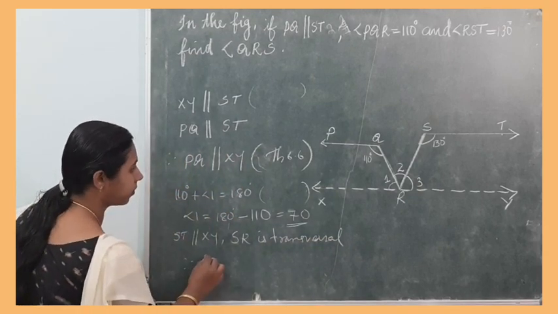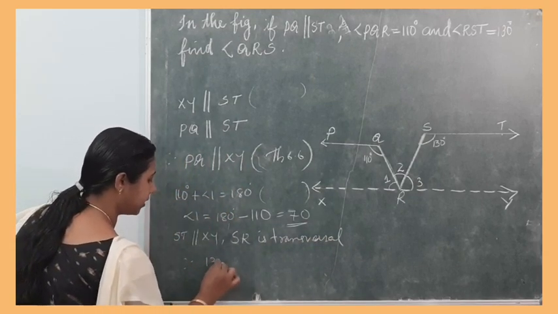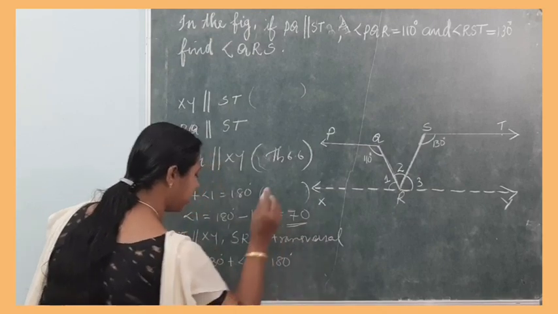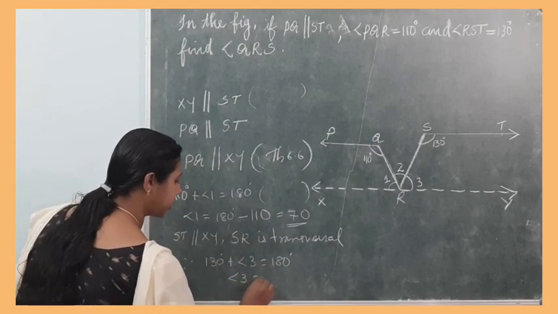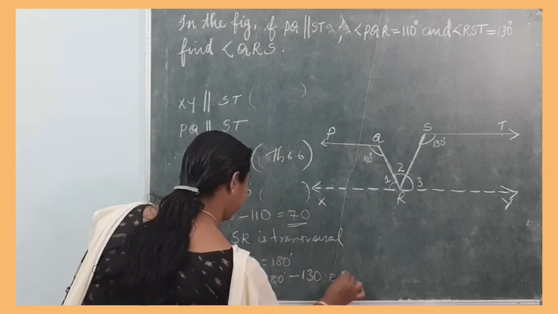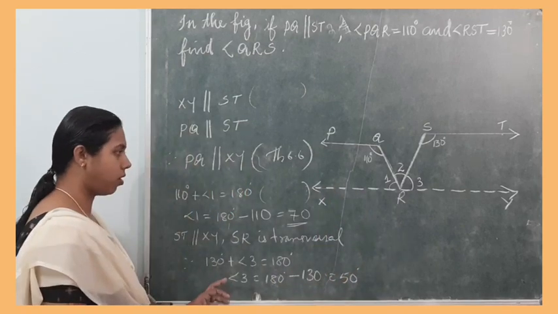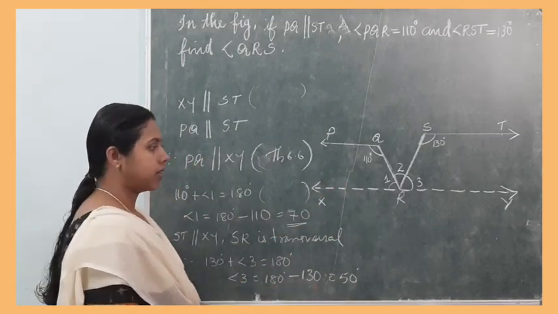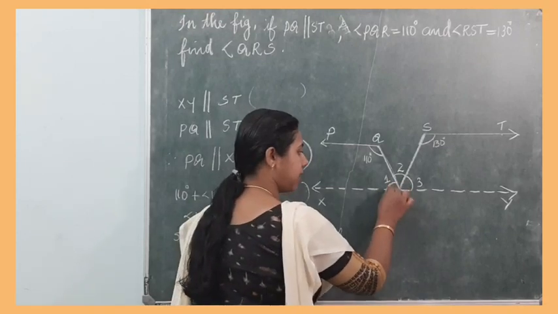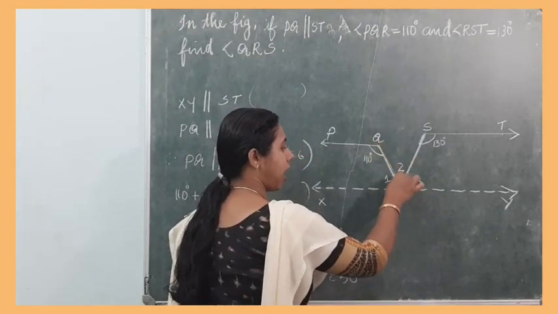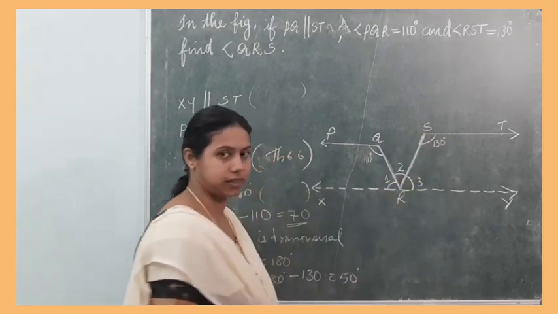Therefore, 130 plus angle 3 is equal to 180 degree. Therefore, angle 3 is equal to 180 degree minus 130, which is equal to 50 degree. So, we got angle 1 and angle 3. We know this angle and this angle. We want to find angle 2, that is angle QRS.